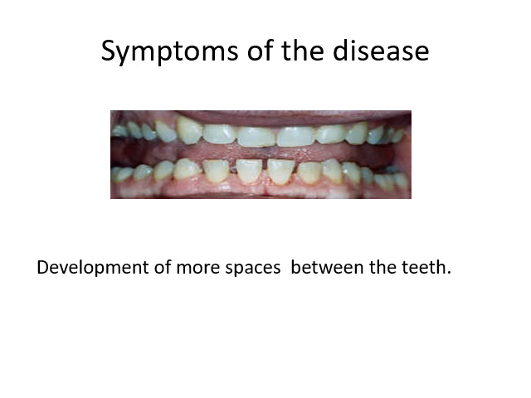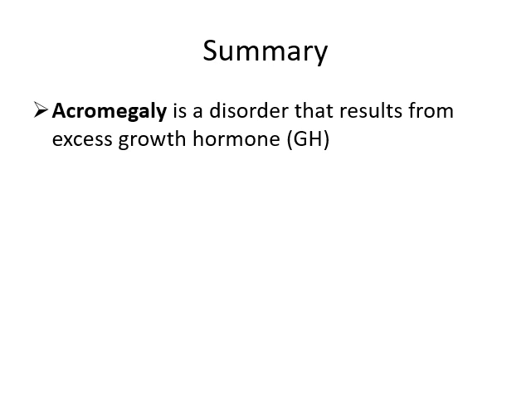A lot of space is found between the teeth. Normally they are closely fitted, but in this person you can see a gap between the neighboring teeth. So this is another symptom. So this is about acromegaly, which is caused by the excessive secretion of growth hormone.